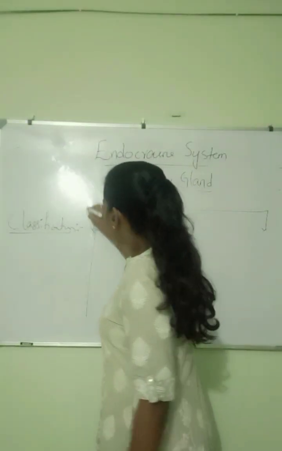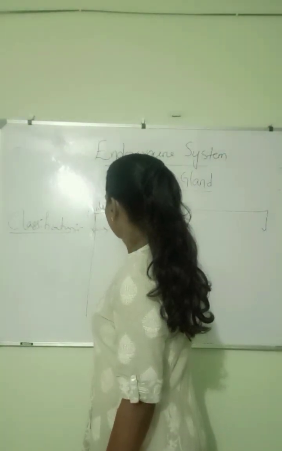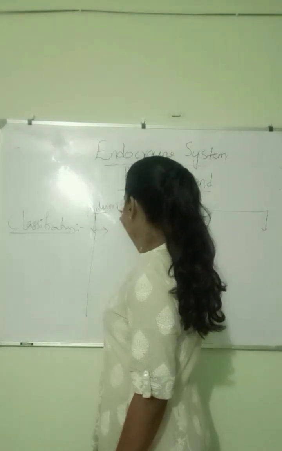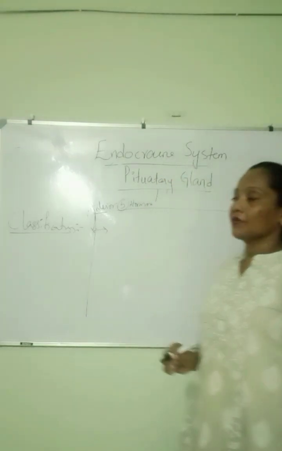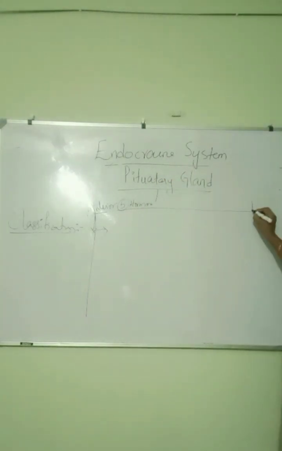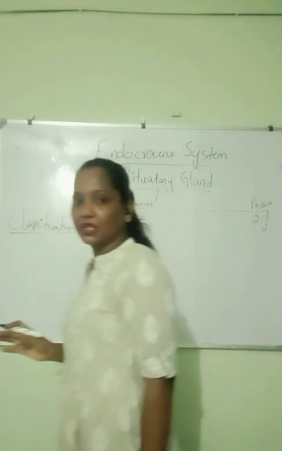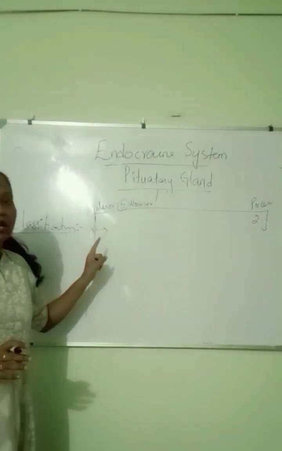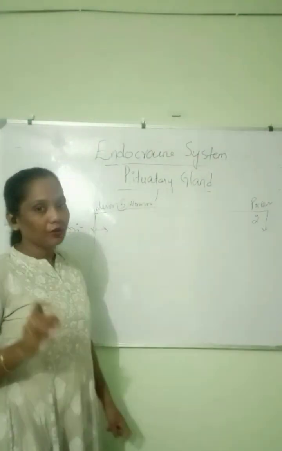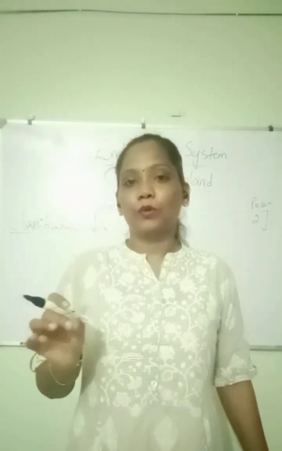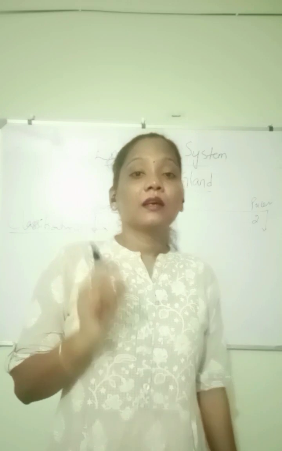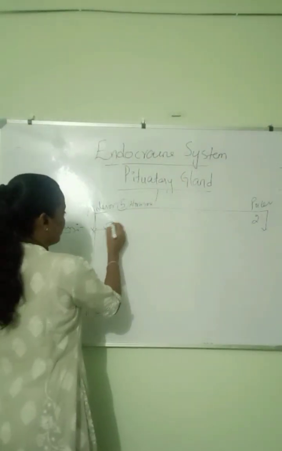Already I told you, the anterior pituitary gland releases 5 hormones and the posterior pituitary gland releases 2 hormones. Leave the posterior pituitary gland; first we will speak about the anterior. Anterior one, 5 hormones. Among that, a very vital important hormone for our body is the thyroid hormone.